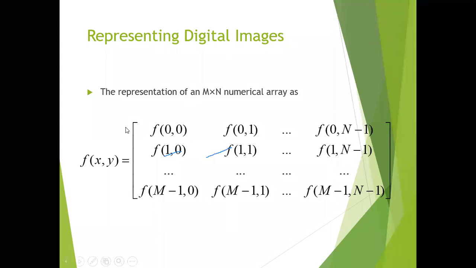We represent the image with f of x, y, where x is the row coordinate and y is the column coordinate. The first pixel value is f of 0, 0, which means the 0th row and 0th column. The entire first row goes f of 0, 0 to n minus 1. Similarly, the next value is f of 1, 0, then f of 1, 1, and like this the last value is f of m minus 1, n minus 1.